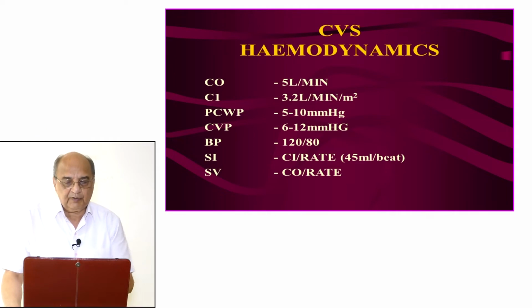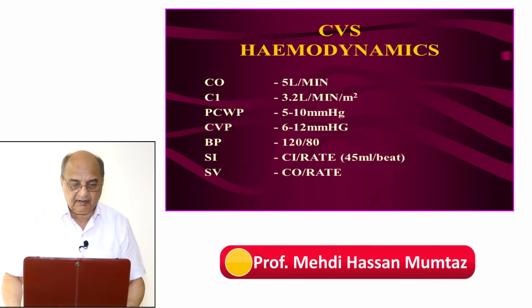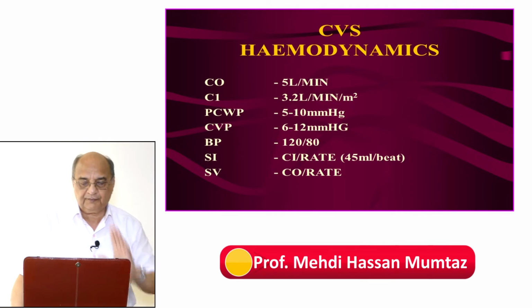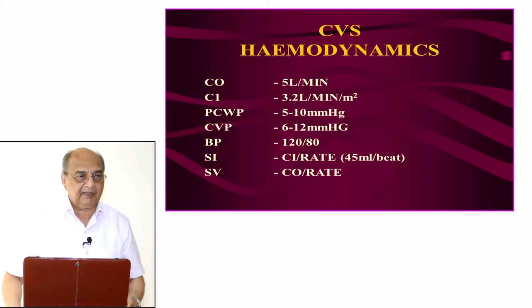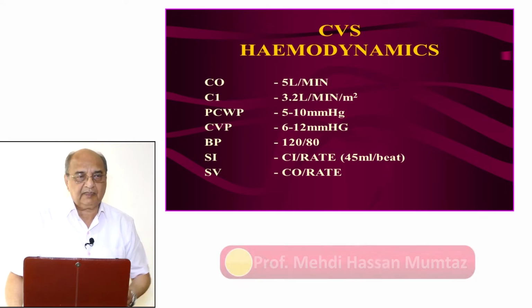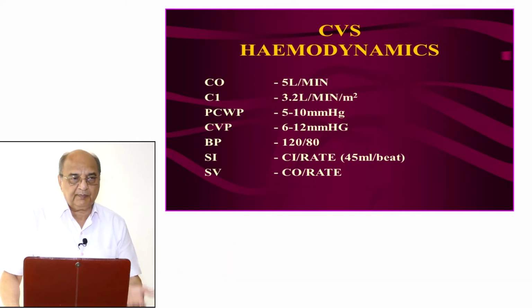Then pulmonary capillary wedge pressure is about 5 to 10 millimeter of mercury. Central venous pressure is 6 to 12 millimeter of mercury. Normal blood pressure is 120 by 80. Stroke index is cardiac index divided by rate, that is 45 mils per beat. Stroke volume is cardiac output divided by rate. If you divide the cardiac index by rate, it becomes stroke index. If you divide the cardiac output by rate, it becomes stroke volume.